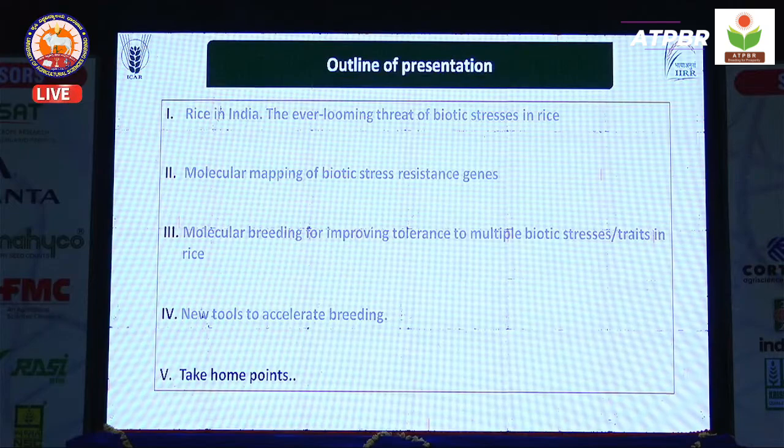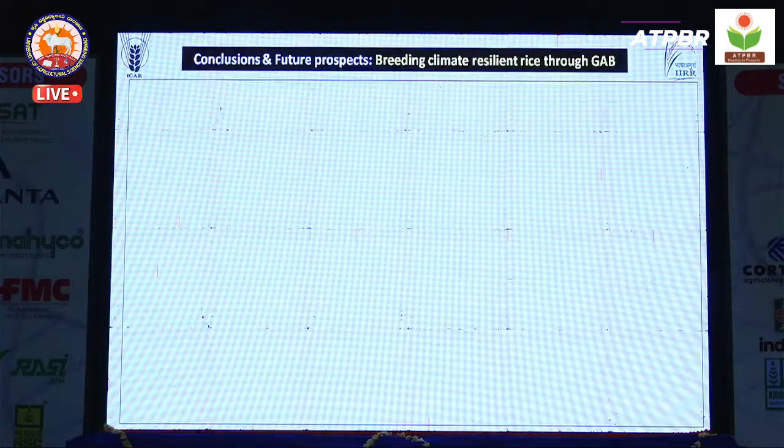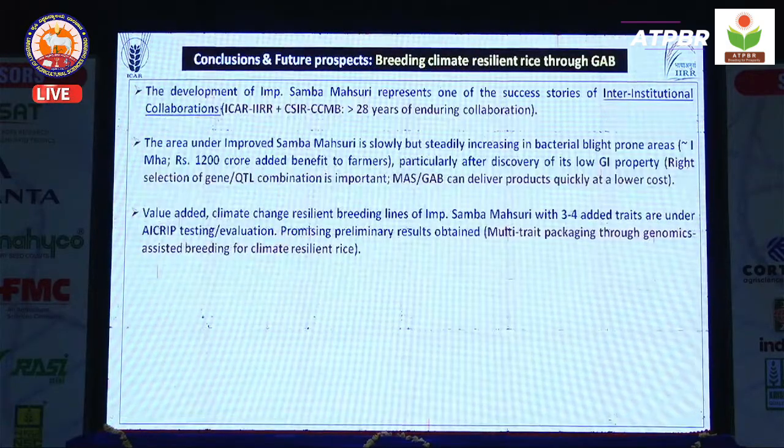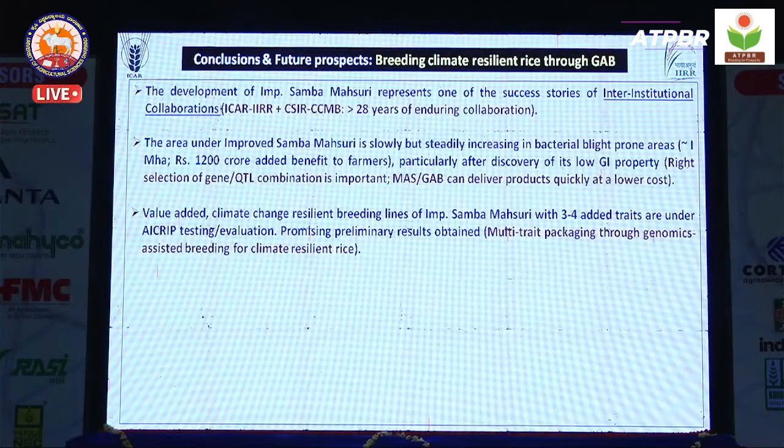And finally, just in a slide or two, I'd like to tell what I gathered in the last several years of my work at IIRR. So if you look into it, breeding climate resilient varieties through genomics-assisted breeding should be our target. Towards this, we clearly demonstrated that interinstitutional collaboration, not only between IIRR and CCMB, IIRR and several other institutes, whatever I presented is because of collaboration, not only within the institutes between different disciplines, but also with other institutes. So I would like to mention here that interinstitutional collaboration is the key for success.